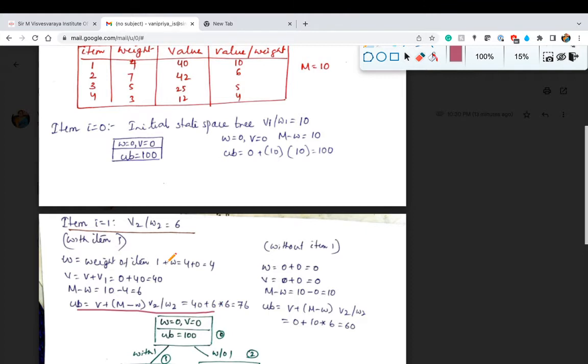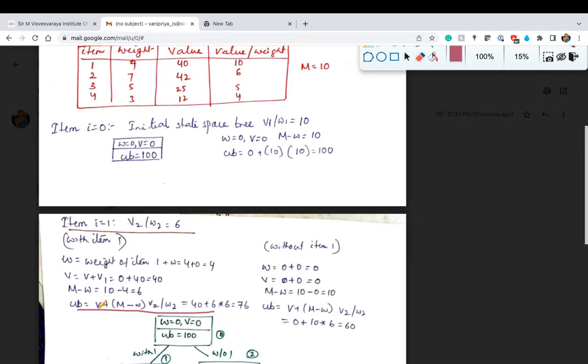Why V2 by W2? Because item i is equal to 1 here, so we take Vi plus 1 divided by Wi plus 1 in the formula itself. So that's where we are considering this, right? Okay, so what is the formula? V plus (M minus W) into V2 by W2.